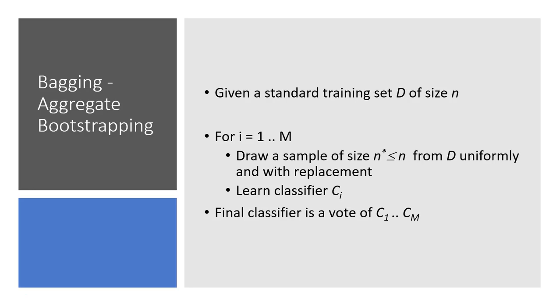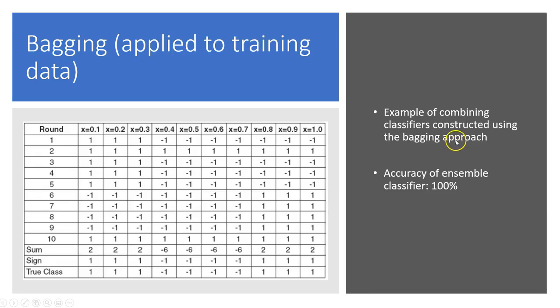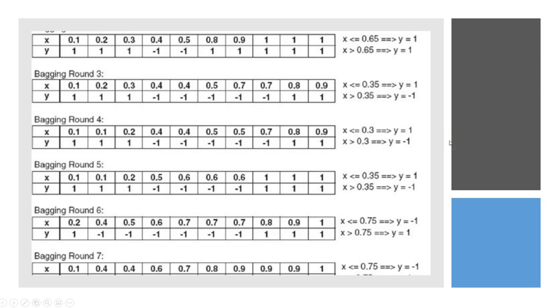And so if I were looking at an example here, I'm trying to find a collection of 10 simple thresholding classifiers that collectively classify correctly. Here every classifier learns a threshold t such that if x is less than t, then we've got our class. If not, it's not going to be it. And here we can see kind of what our training data set would look like on the x-axis. And on the next slide, we're going to look at a bunch of different iterations, and you can see the different rounds that were made, starting with round 2 for bagging, looking at the different rules that were used.